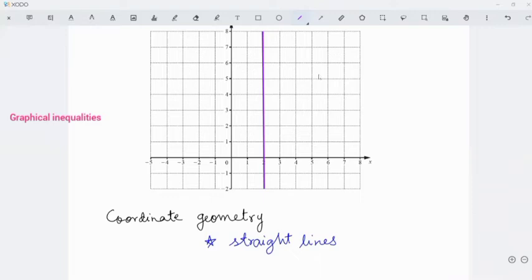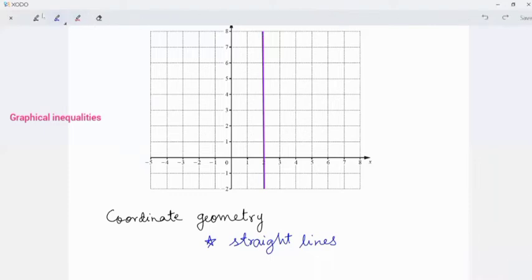What is the equation of this straight line that is passing through the x-axis at point 2? Basically, we can say the x-intercept is 2. Yes, you're right. You all are right. The equation of this line is x equals 2. So why is it x equals, and why not y?